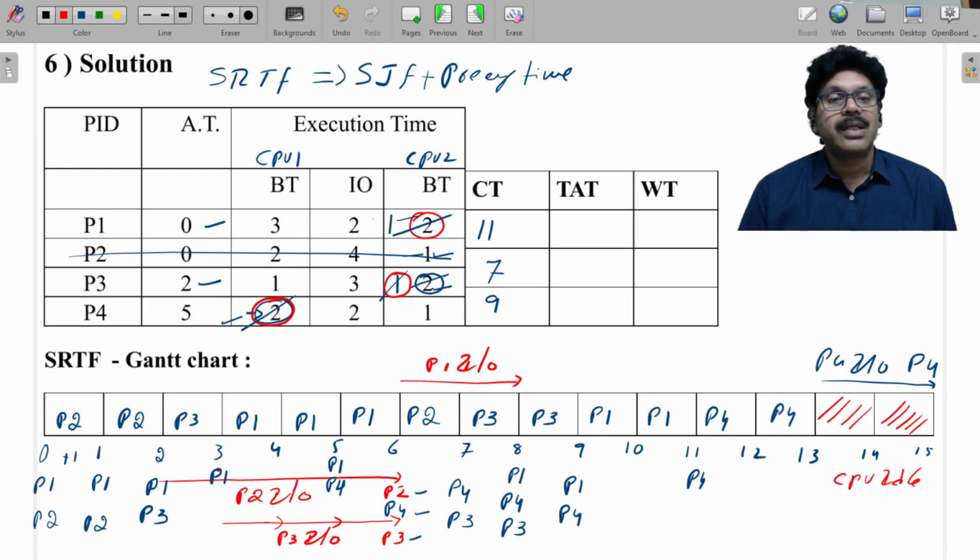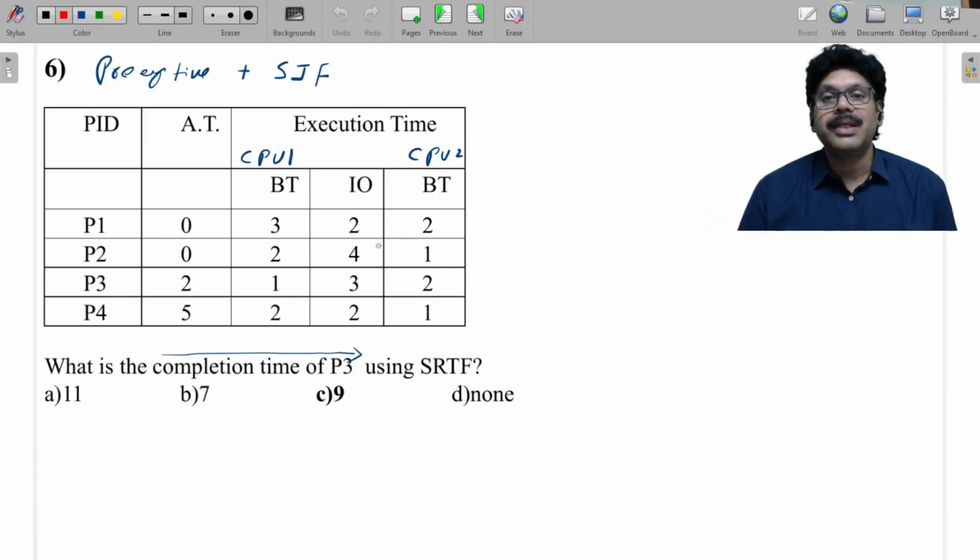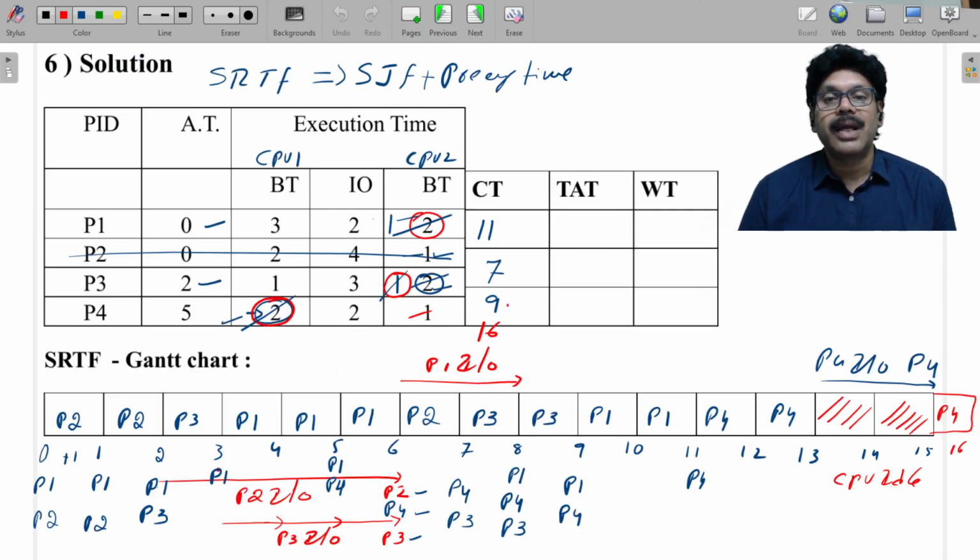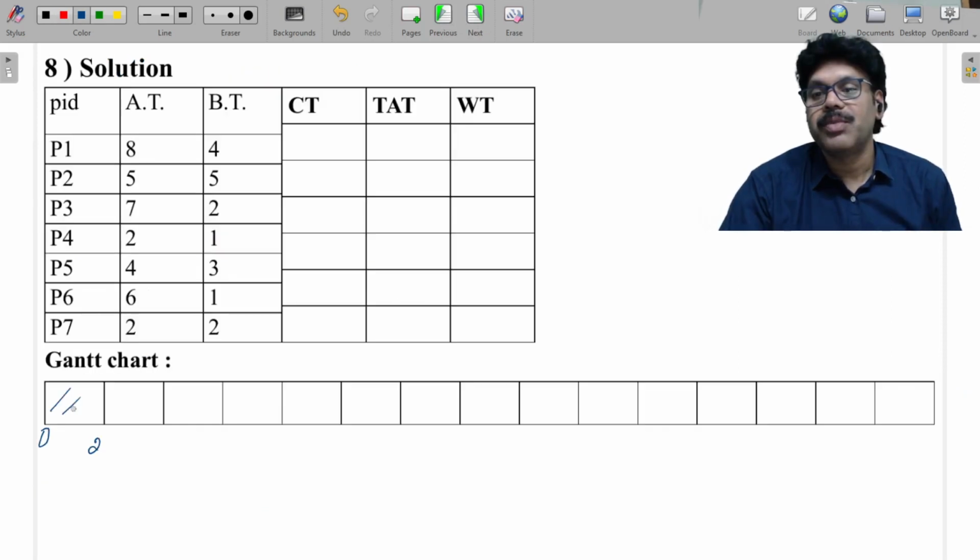Then after that, it wakes up and executes how many? The rest of the 1 unit of CPU. So P4 got completed at 16. He asked about which process? P3. P3 completion time is still time 2.